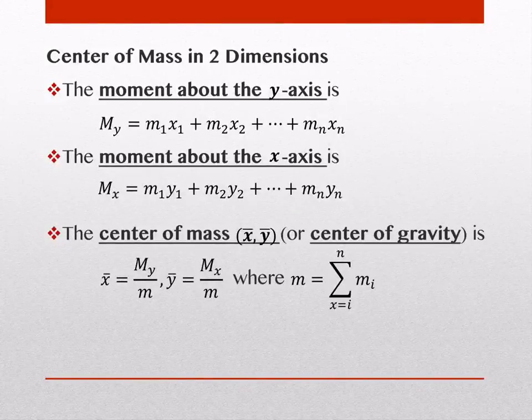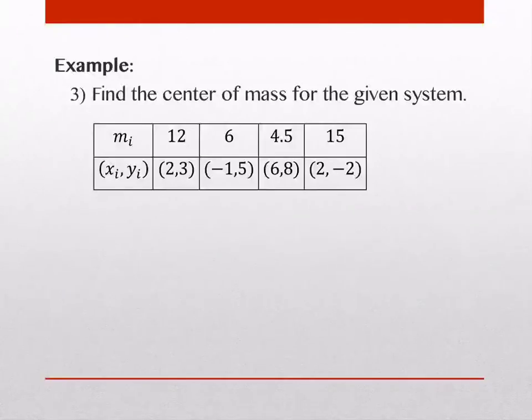I agree. All right, so we're going to take a 2-dimensional version of this now. We've got all of these masses, 12, 6, 4.5, and 1, and 15. And then we've got the xy ordered pairs. Okay? So we need to find m sub x, m sub y, the total mass, and then we're going to find the equilibrium point that we've been measuring. So we'll start with m sub x.